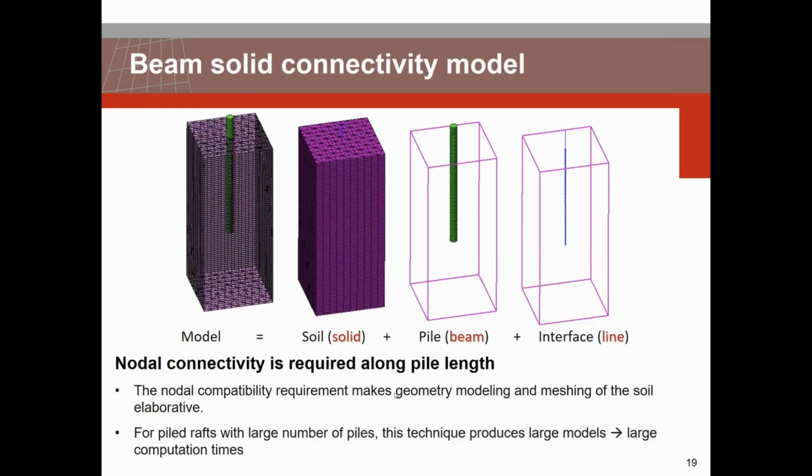The beam solid connectivity model consists in modeling the soil with solid element, and the pile with beam elements. The interface between the solid and pile is then modeled with beam solid interface. A nodal connectivity is required along the pile length. The nodal compatibility requirement makes geometry modeling and meshing of the soil elaborate. And for pile raft with large number of piles, this technique produces a large model and leads also to large computational time.